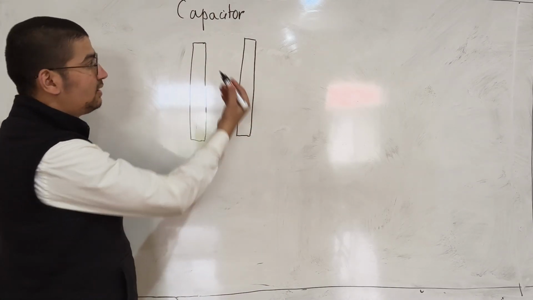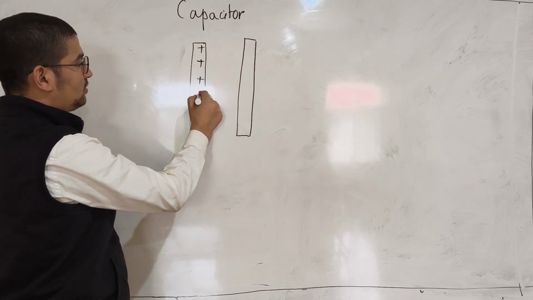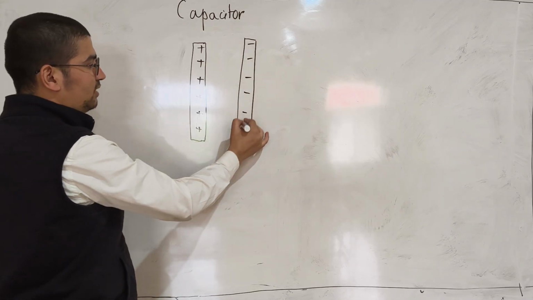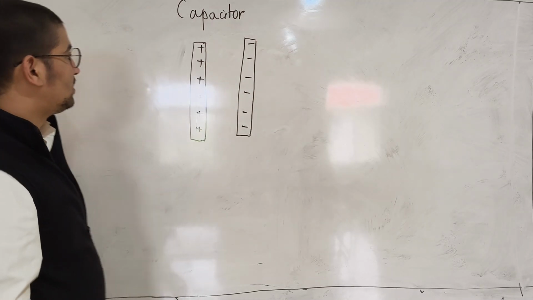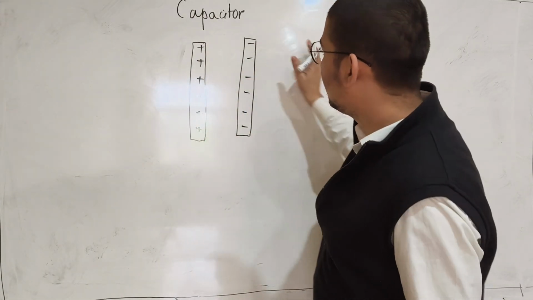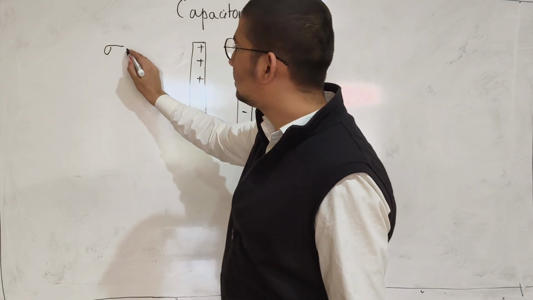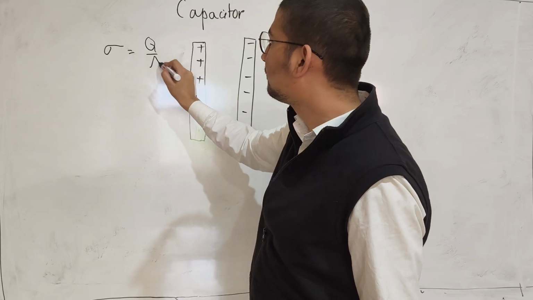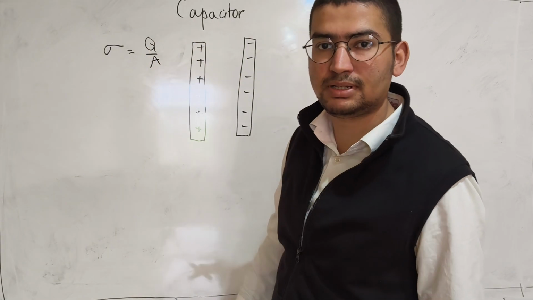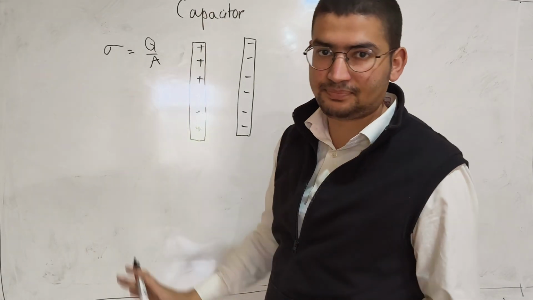One of the plates has positive charge spread throughout it. The other one has negative charge spread throughout the plate. So the charge density of these plates can be written as, for the one at the left, the charge density sigma is Q by A. Q here is the charge spread over the plate. A is the area of this plate, this cross-sectional area.